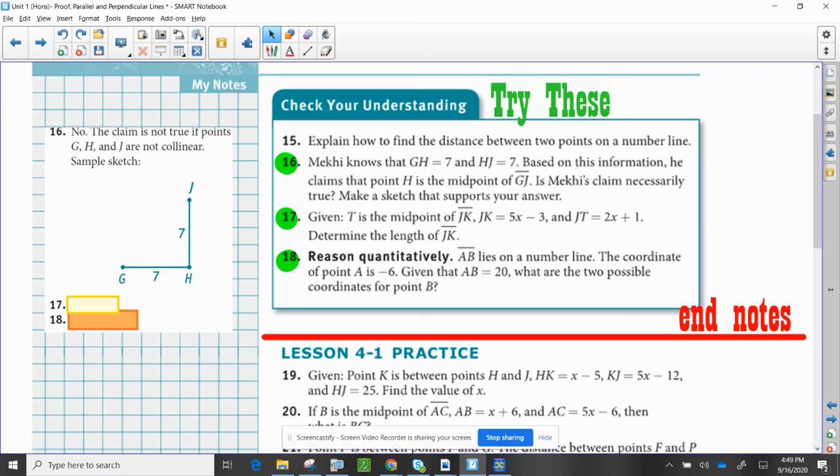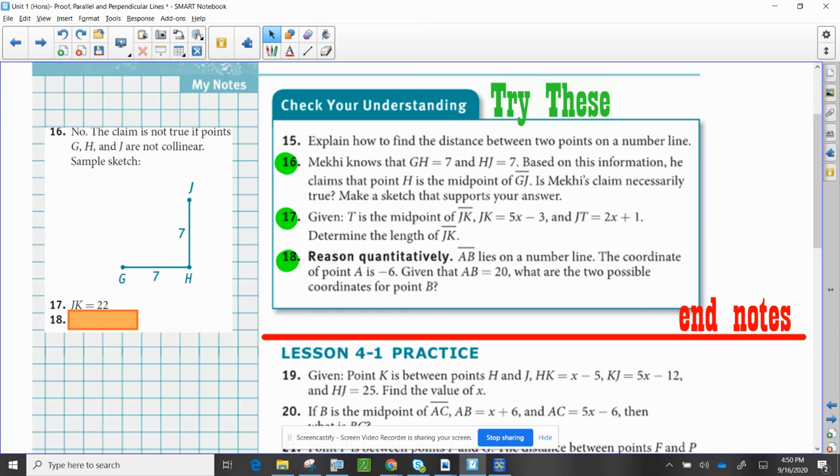Question 17 says, given T is a midpoint of JK, JK is 5x minus 3, and JT is 2x plus 1, find the length of JK. Make sure you solve for x first, and then substitute that in for JK. See what you get. If you got it correct, you should have got that JK was 22.